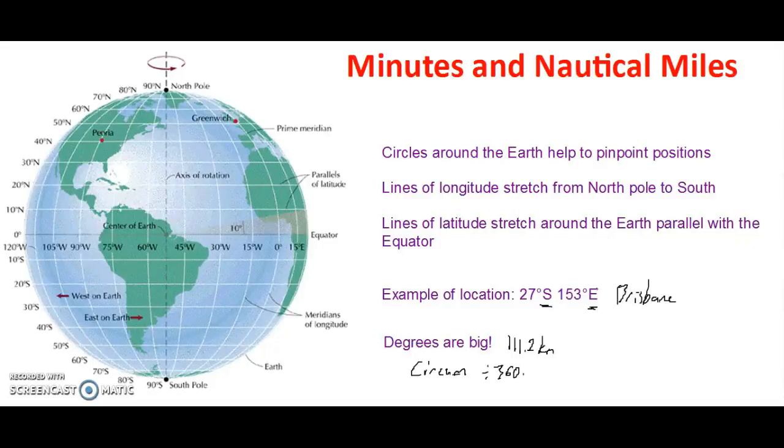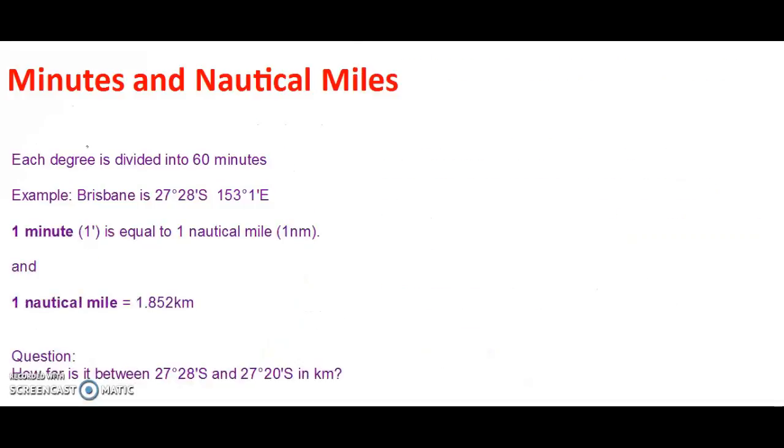So when we say that Brisbane is here, it's within 111 kilometers of there. Now, we need something a little bit more accurate than that. So, each degree is divided up into 60 minutes.